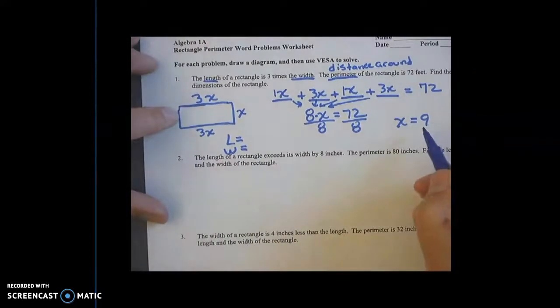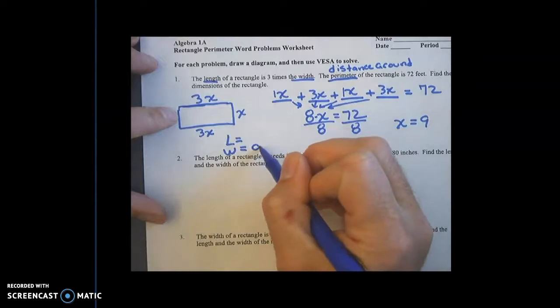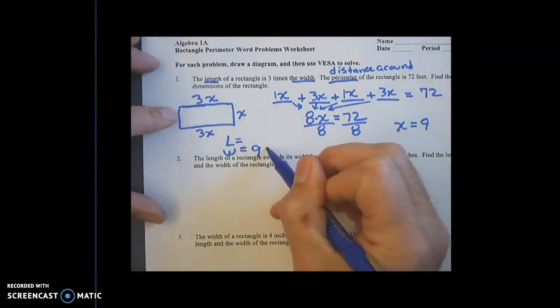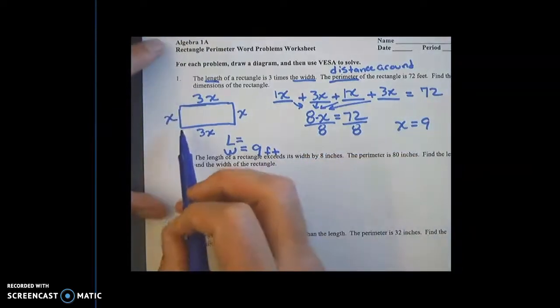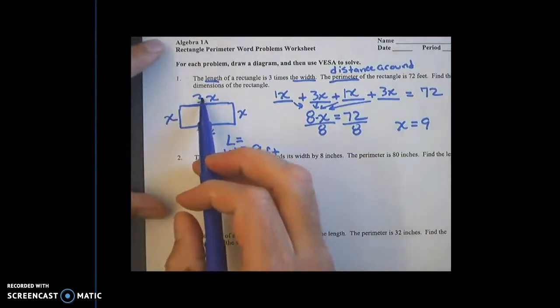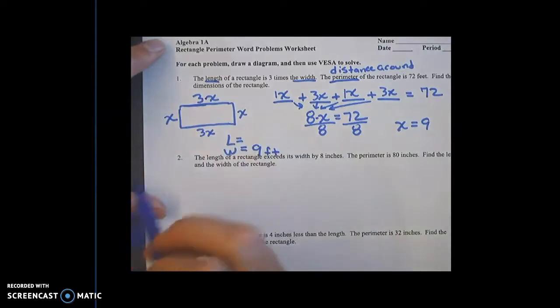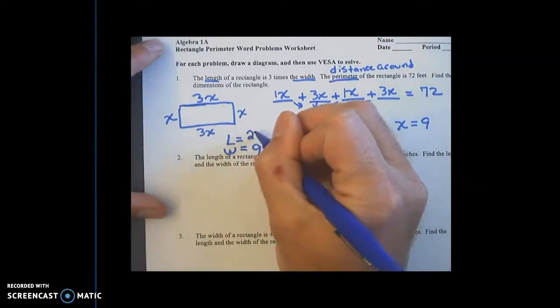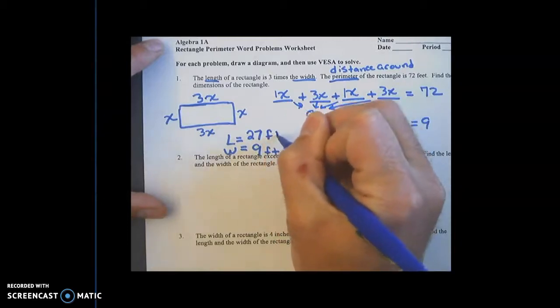Well, we said that was 9, so we would say this is 9. And it was in feet, so we could say 9 feet. The length, on the other hand, was 3x, or 3 times that amount. So if our x is 9, then 3 times x would be 27 feet.